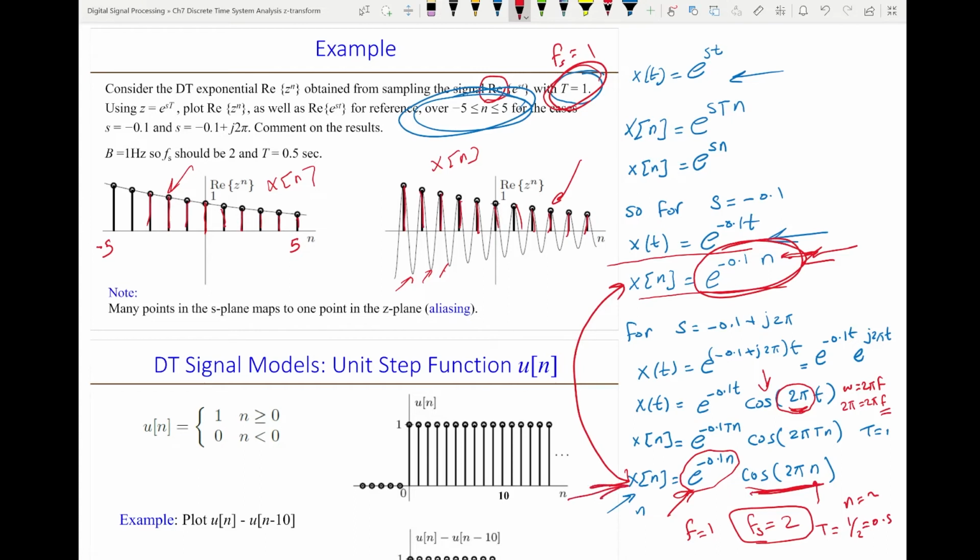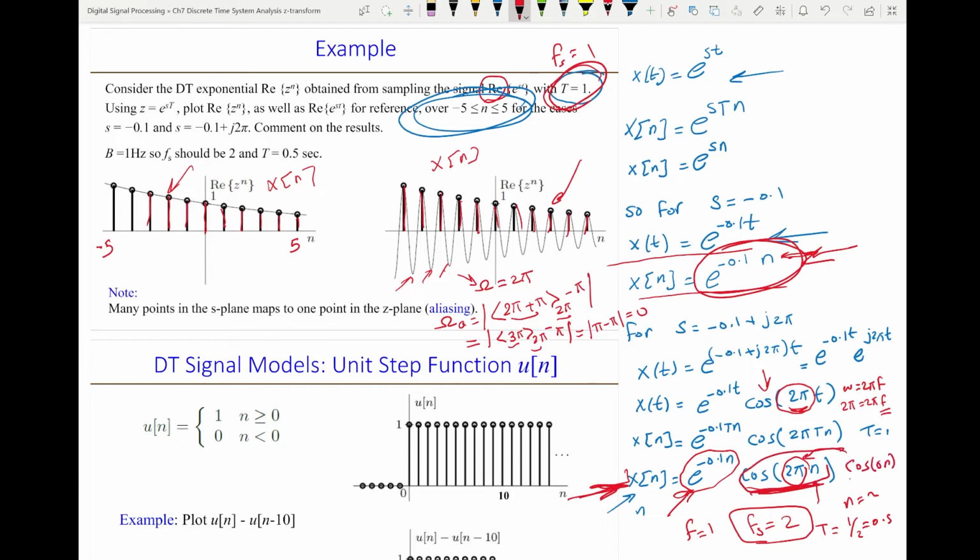For the x of n discrete signal, the digital frequency omega is 2 pi. So the apparent frequency will be 2 pi plus pi modulo 2 pi, minus pi. And this will be 3 pi modulo 2 pi, it's 1 and the remaining is pi. So this will be pi minus pi, that's 0. So the apparent frequency will be 0. So that will be the same as cosine 0n, which is just 1.